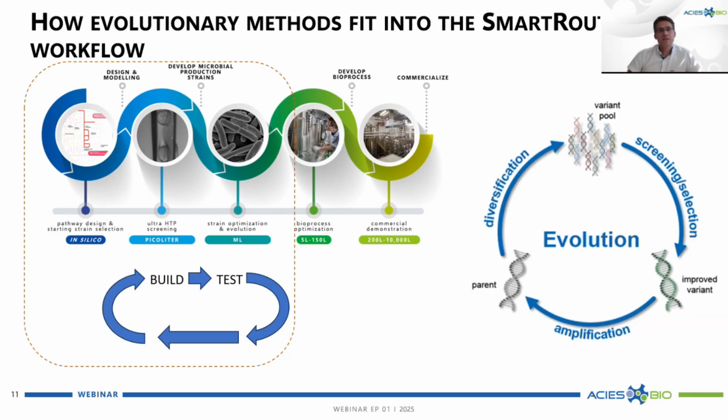Now, going specifically to the evolutionary methods, the circle is actually a little bit shrunk quite often. When we really focus on these methods, we quite often only have two phases. So it's only the build and test, correlating with the iterative circle I explained before. So you basically mutagenize the culture, get single colonies, screen them, get a new parent, amplify it, and use that for the new round of the mutagenesis process.